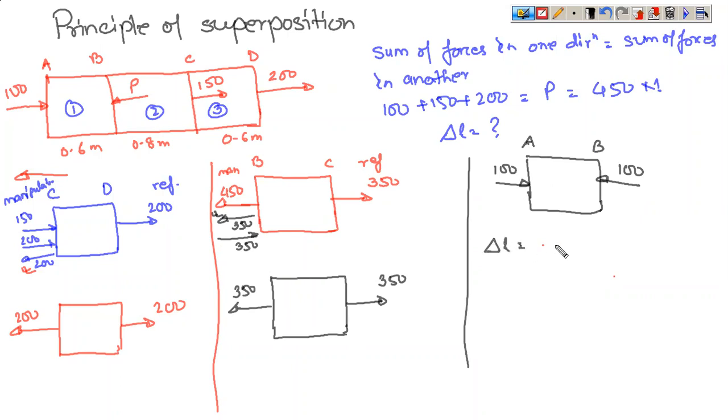Total delta L, again you can calculate delta L AB. This will be negative because it is compressive, plus delta L BC plus delta L CD. So irrespective of whether you solve it from left to right or right to left, you will get the same answers, and you need to be very cautious while calculating the equivalent forces in sections. Once you have calculated the equivalent forces in sections, you can apply PL by AE and calculate the change in length for any specific section.